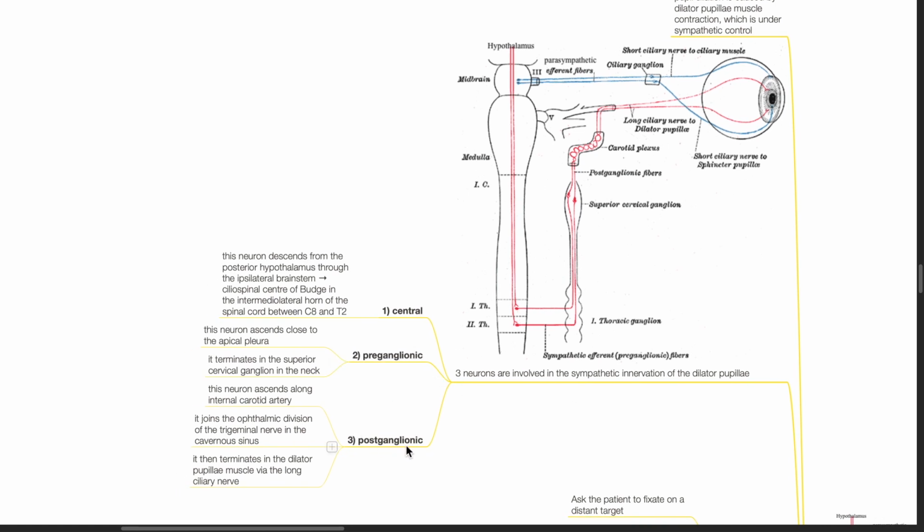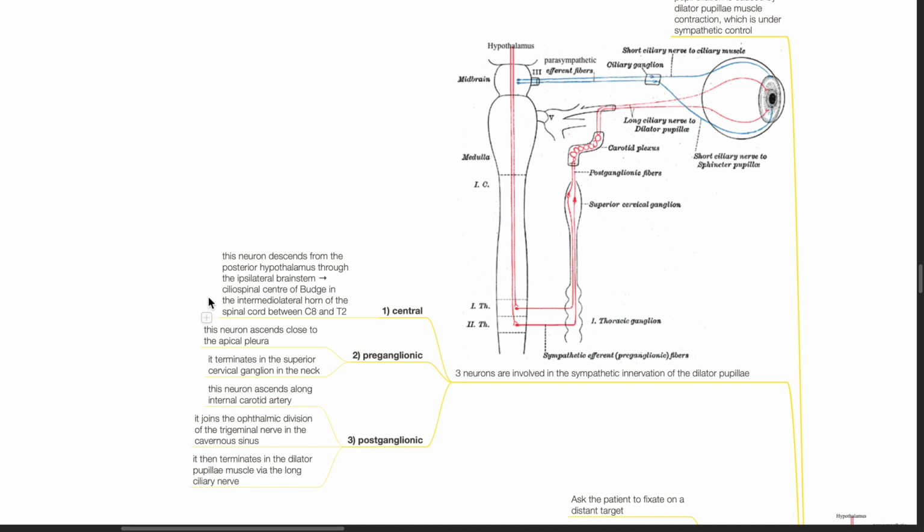The central neuron. This neuron descends from the posterior hypothalamus through the ipsilateral brainstem to reach the ciliospinal center of Budge in the intermediolateral horn of the spinal cord between C8 and T2.